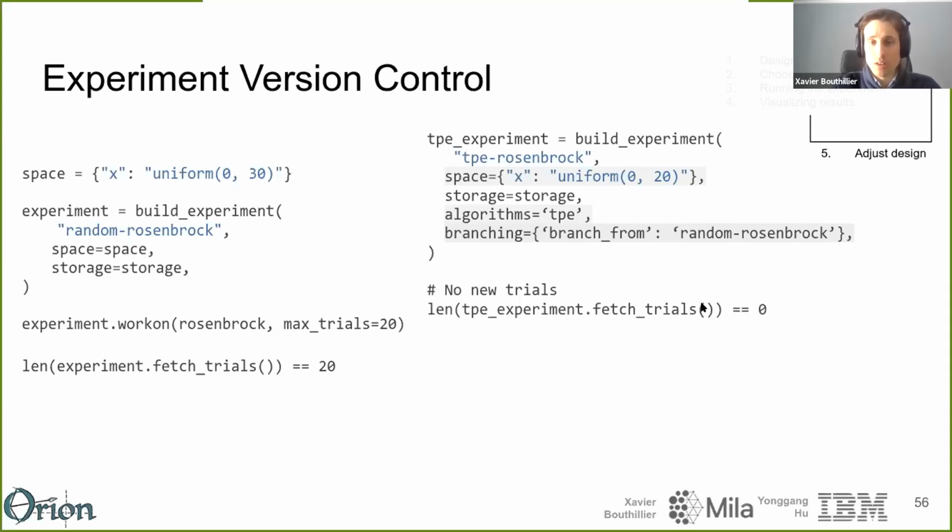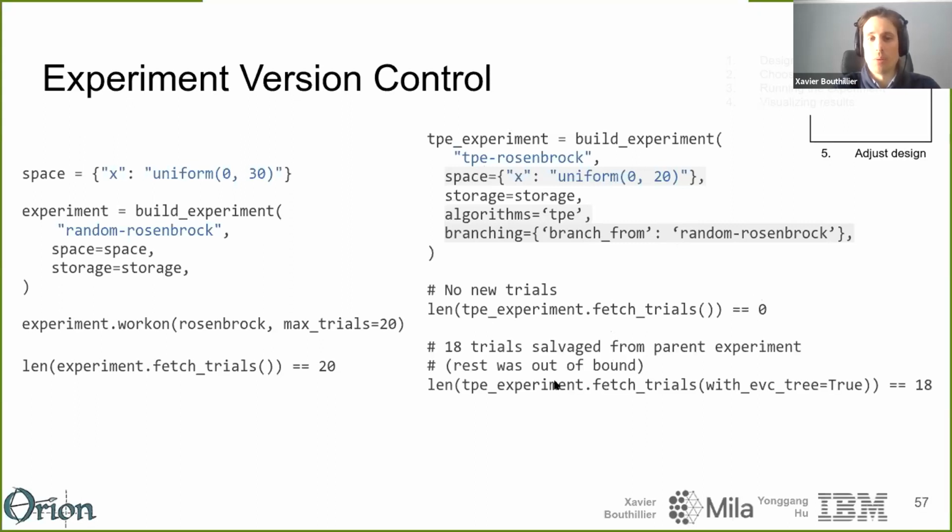If I call fetch trials, it will say there are no trials because this method here is just looking at the local child experiment. Now, if I call fetch trials with the argument with EVC true, EVC for experiment version control, now we'll see that there are 18 trials. 18, not 20, because we narrowed down the search space and some of the trials were out of bounds, so they were not compatible, and so they're not fetched.